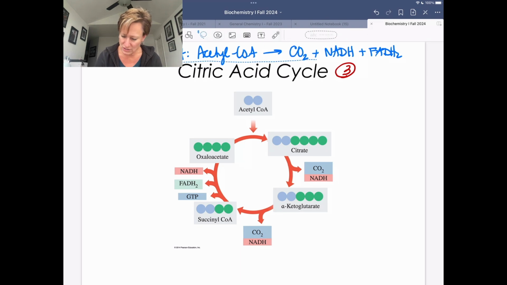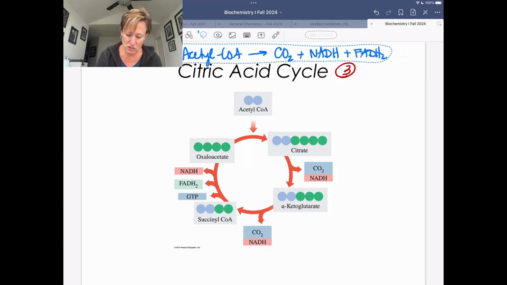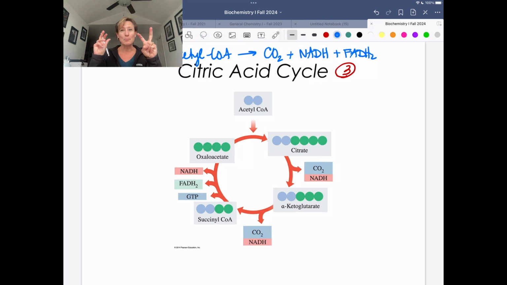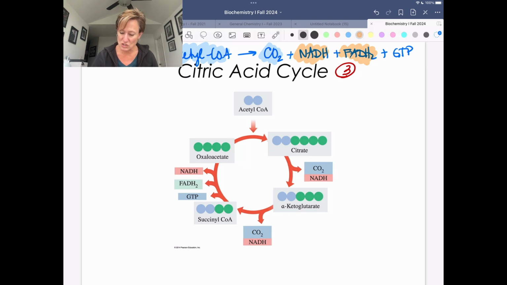I'm going to move myself over just a little bit here. And then importantly, we do start to generate what we'll refer to as primary currency, but it's not ATP directly, it's GTP. So again, we start with the branch point metabolite acetyl-CoA. All of those carbon atoms are converted into CO2. We've got some alternative currencies as the B vitamins NADH and FADH2, vitamin B3 and B2 respectively, used to make those. And then we start getting at some primary currency, GTP.